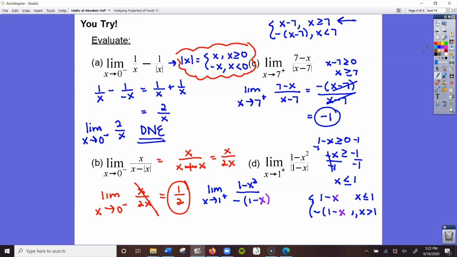Now that we have this worked out, if you notice in the numerator, this is a difference of squares. 1 is a perfect square, x squared is a perfect square, and it's subtraction, so a difference. So for the numerator, we can factor that to be 1 minus x times 1 plus x, and it's all over negative 1 minus x. My 1 minus x's cancel out, and I'm left with 1 plus x over negative 1. Now I'm ready to plug in my x value, which is 1. And when I do that, I get 1 plus 1 over negative 1. 1 plus 1 is 2, divided by negative 1 is negative 2.